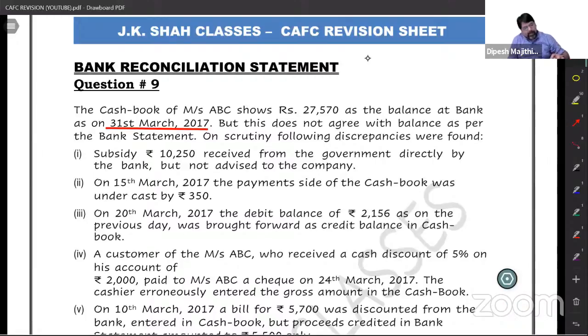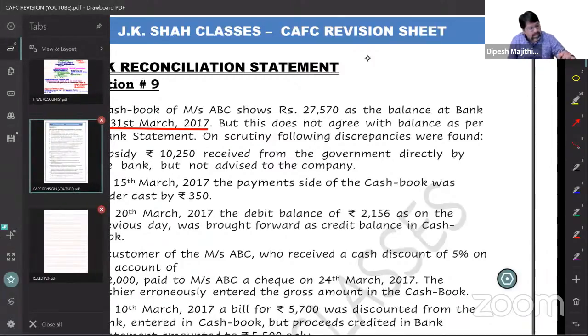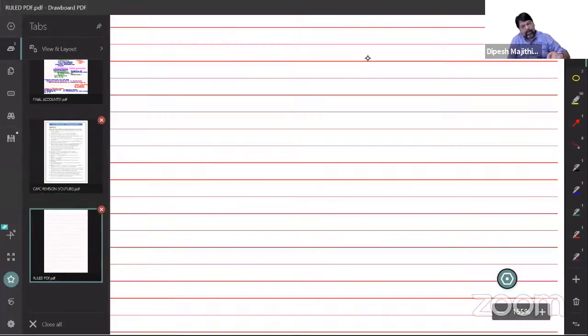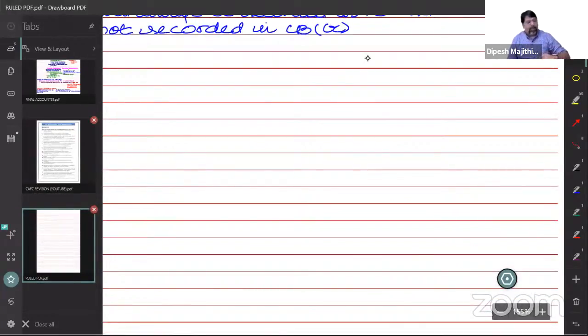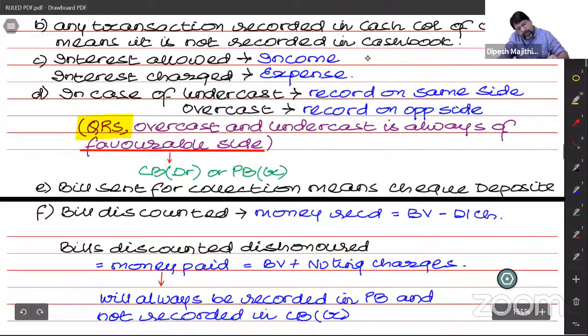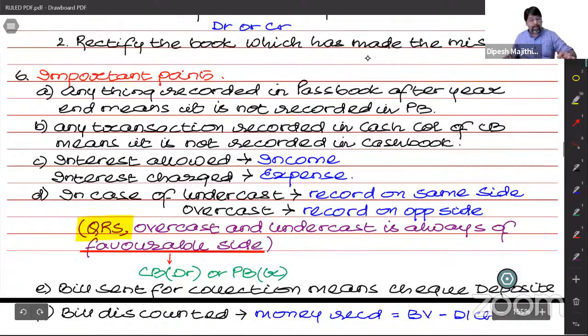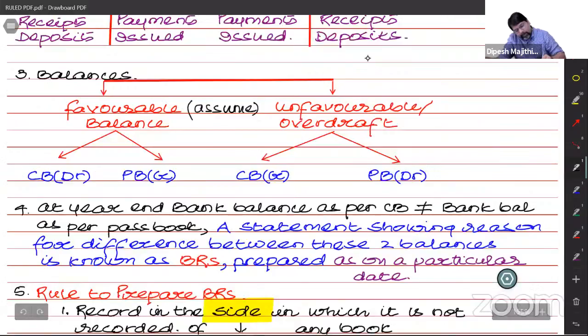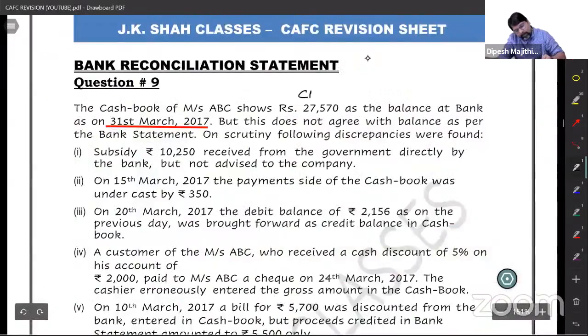Correct? Now, chartered, one thing I need to tell you: this balance, if nothing is mentioned, assume it is a favorable balance. If nothing is mentioned in the question, the balance is always favorable. So this balance is which balance? Cash book debit. Correct? Yeah.